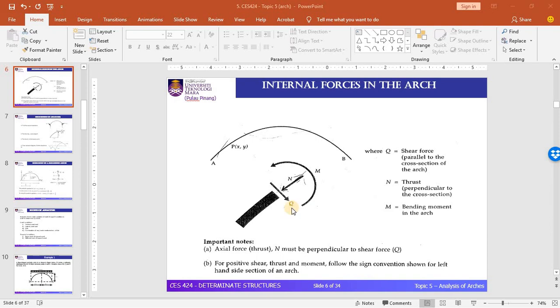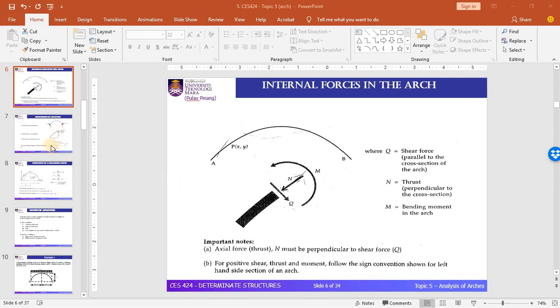These internal forces are actually similar to the beam, but the difference is only in the orientation of the shear force and the axial force. You can see here the axial force and the radial shear force are oriented at different angles or positions according to the position along the arch. One more thing to highlight is that the axial force must be perpendicular to the radial shear force, and this radial shear force must be drawn parallel to the cross section of the member. The axial force will be perpendicular with respect to this radial shear force.